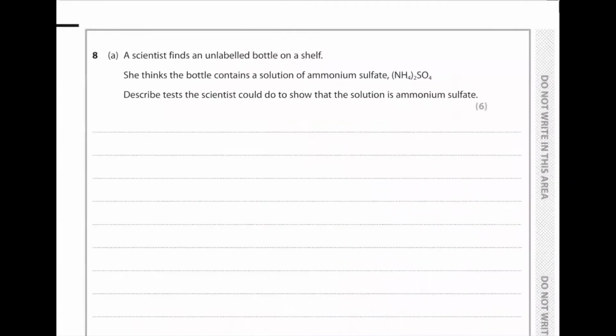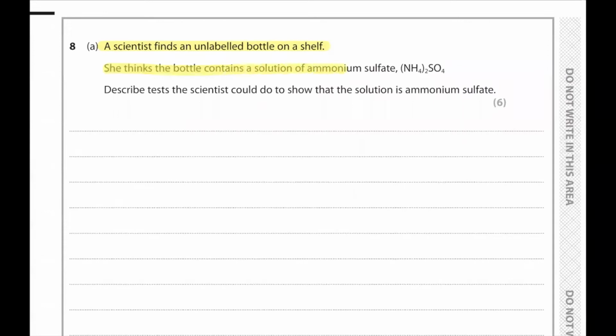Question number 8. A scientist finds an unlabeled bottle on a shelf. She thinks the bottle contains a solution of ammonium sulfate. Describe tests the scientist could do to show that the solution is ammonium sulfate.